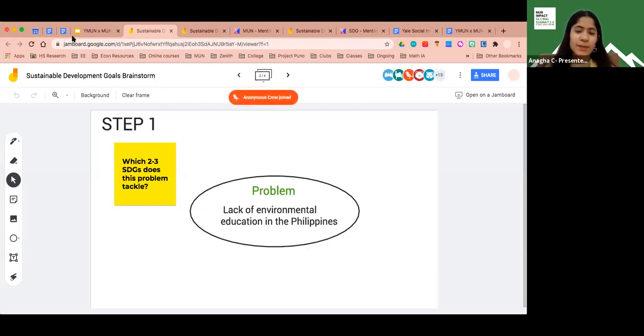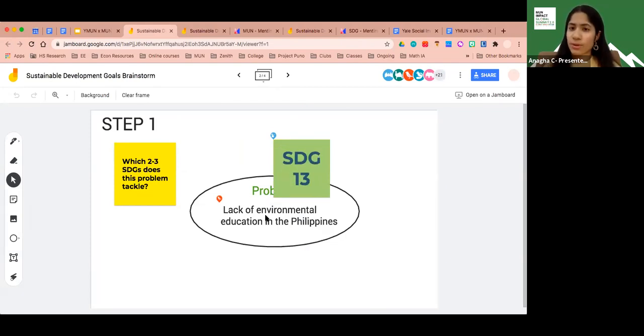Okay, so on page 2, on the top left, I wrote step 1. My sister and I thought of our own little mini project idea as if we are doing the Social Impact Challenge. So the first step, which goes into round 1, is to identify a problem. The problem that I identified is the lack of environmental education in the Philippines, where I am located.